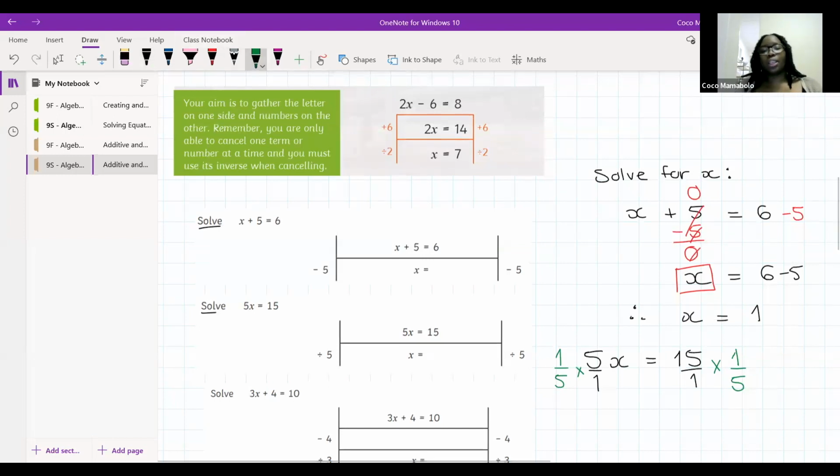And then I'm going to cancel. 1 and 1 will cross cancel. 5 and 5 will cross cancel. What do I have left over here? You got x left. Good. So x is equal to, if I cross cancel on this side, the 1 and the 1 will cancel. I've got 15 divided by 5 left. How much is that? It's going to be 3. Excellent. Therefore, our answer is equal to 3. Well done.